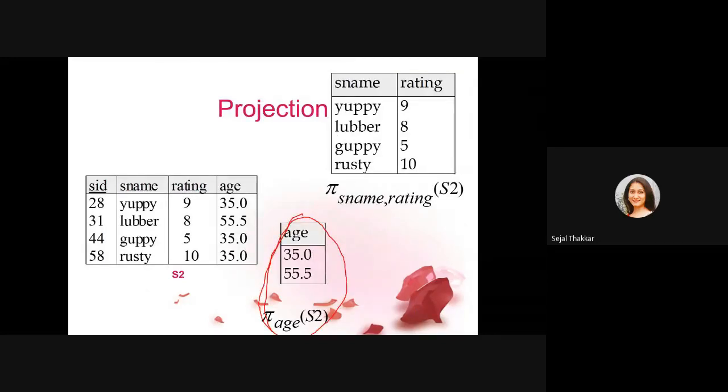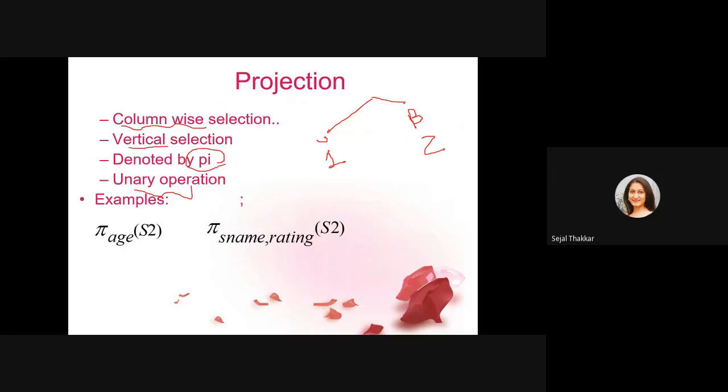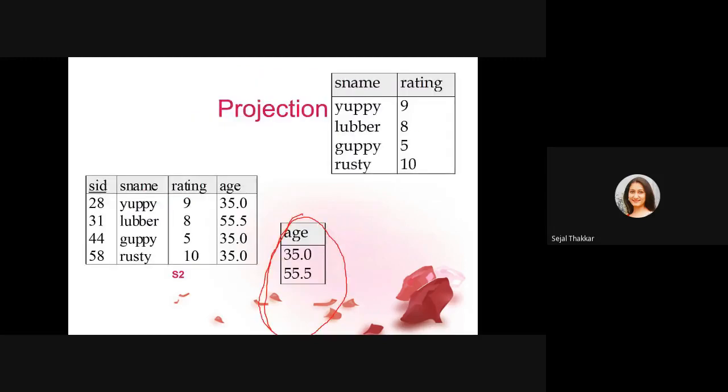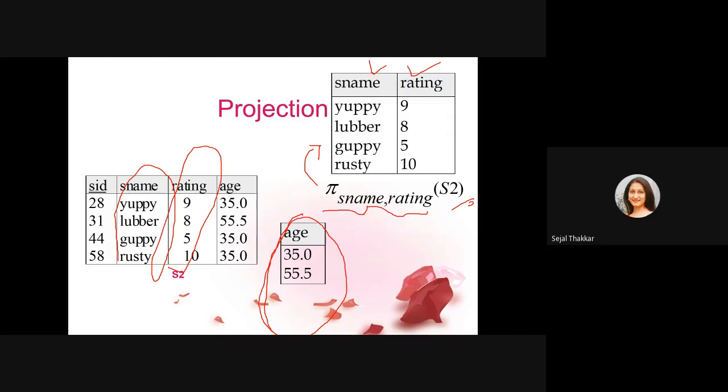Now I'm interested in selecting more than one column from the same table. Suppose I want to select S name and rating, right? So what I have to write down is pi S name comma rating. Why comma? Because we are selecting more than one column from table S2. So the output will look like this: S name comma rating. These two columns will be selected, and you can see the output.